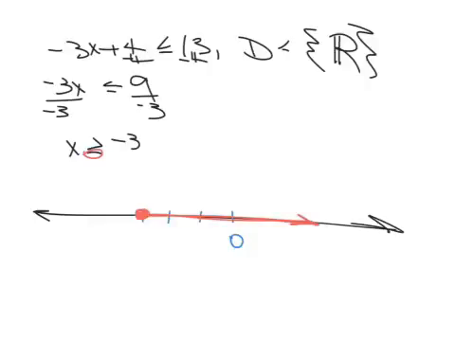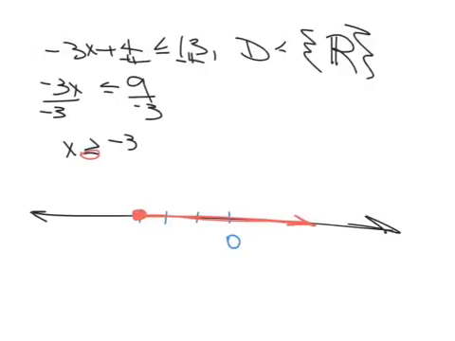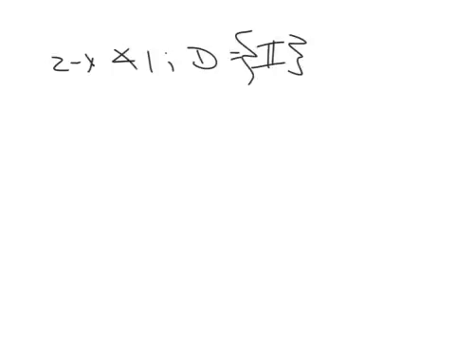So continuing on, that's it for that particular lesson. But let me show you one in the problem set that you have to do. It's in the practice, and it's letter B. They have 2 minus x is not equal to 1, and we're looking at the domain of integers. Alright, let's go ahead and do this.